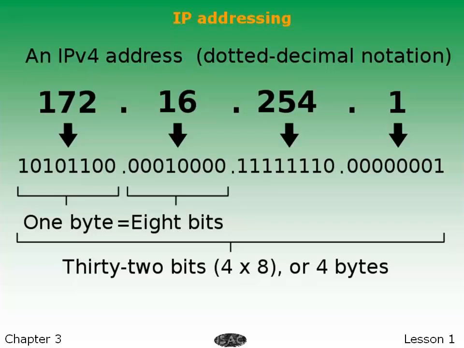A name indicates what we seek. An address indicates where it is. A route indicates how to get there.